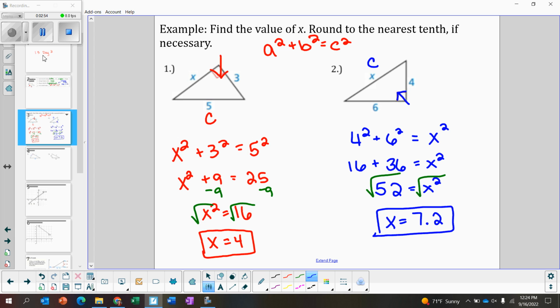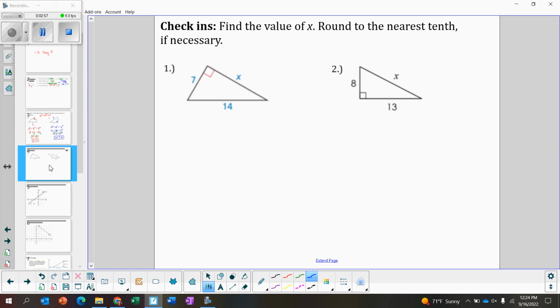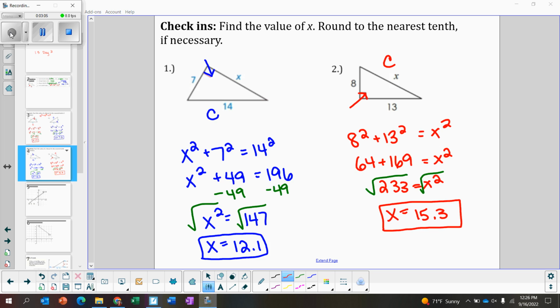All right, you're going to try the next examples. You can pause, and then when you're ready, play to check your answers. So let's check our answers here. For the first check-in, x is 12.1. It was one of the legs that we were finding. And in number 2, x was the hypotenuse, and we get 15.3.